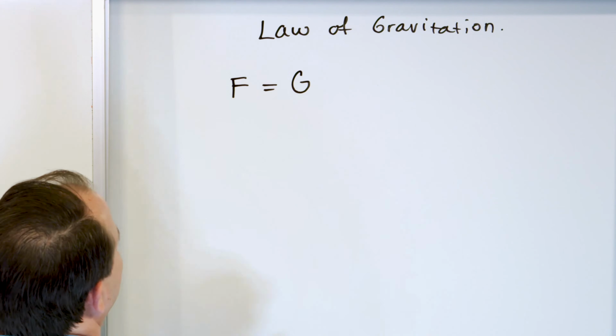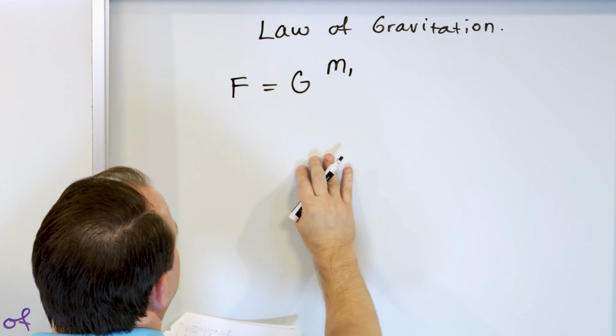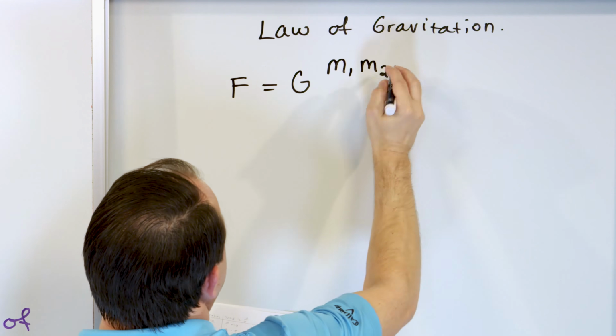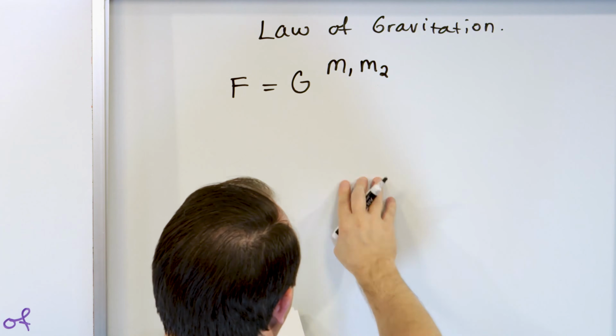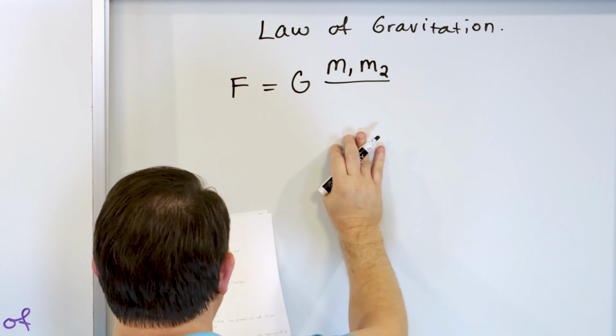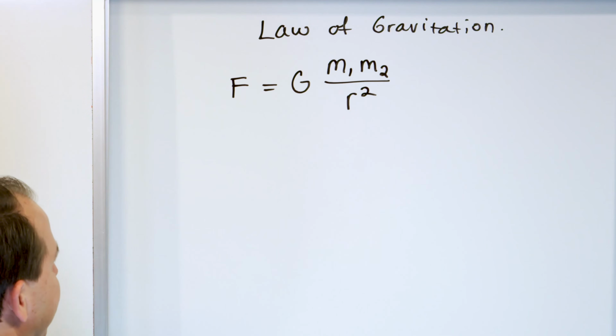be something we call the gravitational constant, right? Times the mass of body number one times the mass of body number two, because you have to have two things to attract each other. So this is the mass of body number one, the mass of body number two. And you're going to divide that by the distance between them, but the distance between them squared.